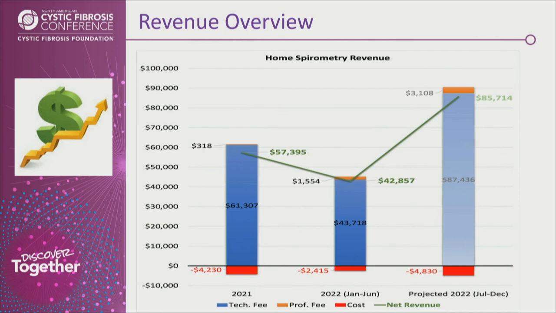For those of you who were unaware, the dashboard was free from January 2021 until June of 2021. So we wanted to move quickly and implemented billing in February of 2021. And when we did that, as you can see here, our 94015, which is the technical fee, the facility fee, which is what the hospital charges, we collected $61,307.20. That's a pretty good chunk.